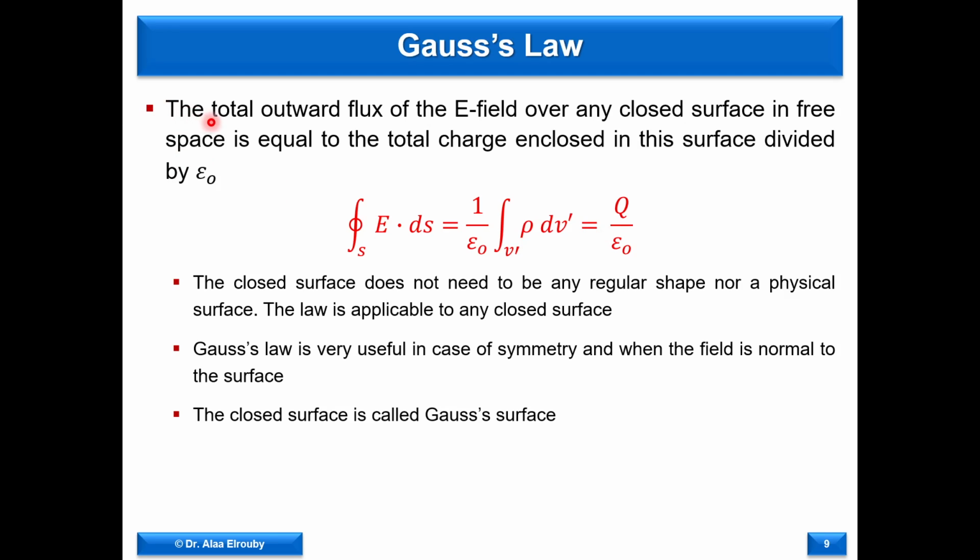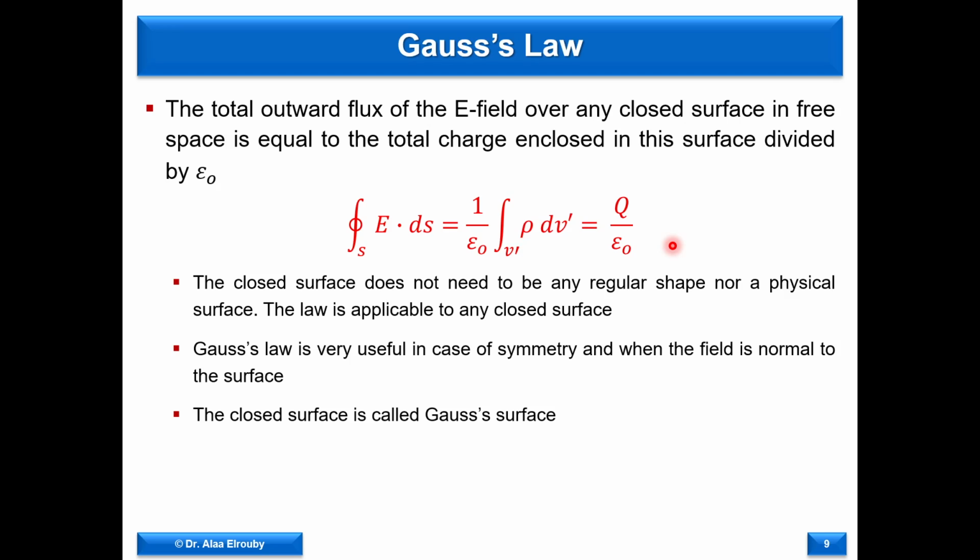So in words, the total outward flux of electric field over any closed surface in free space equals the total charge enclosed by the surface. The closed surface doesn't need to be a real surface. It can be just an imaginary surface. It can be a regular shape or an irregular shape. It can take any form of a closed surface. So Gauss's law is always valid, but it is not always useful.